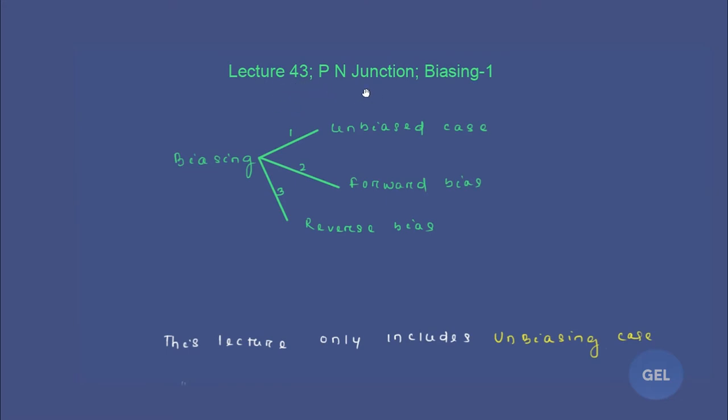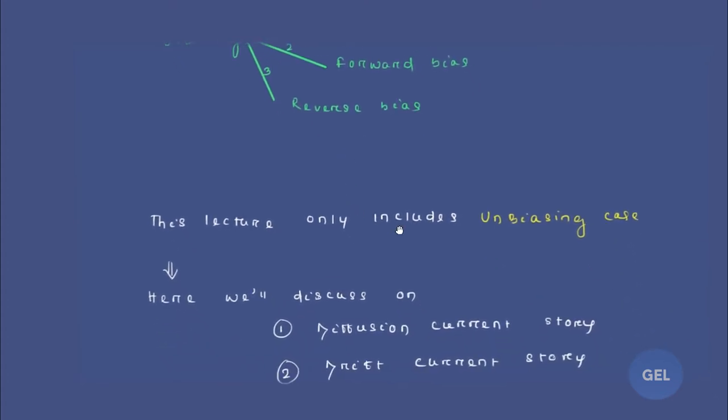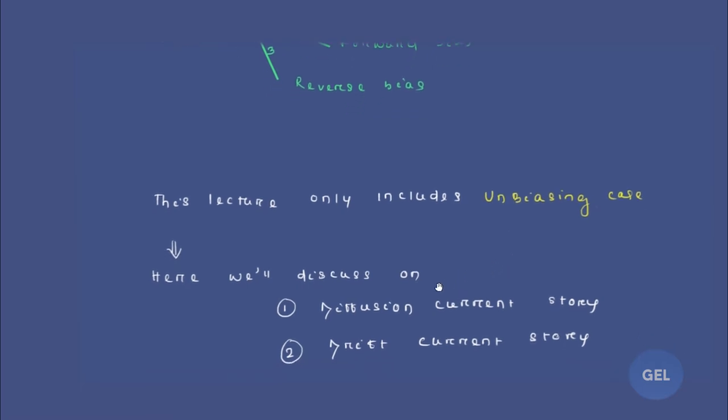We are in the second module, that is ESE junction, and this is the first video lecture of biasing. We are in the unbiased case. The second video lecture of this biasing will be the forward bias case, and then there will be the reverse bias case. But now this lecture will only include the unbiased case. In this lecture video, we will discuss the story of diffusion current and drift current.